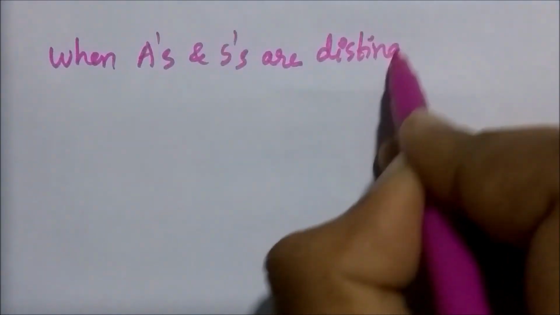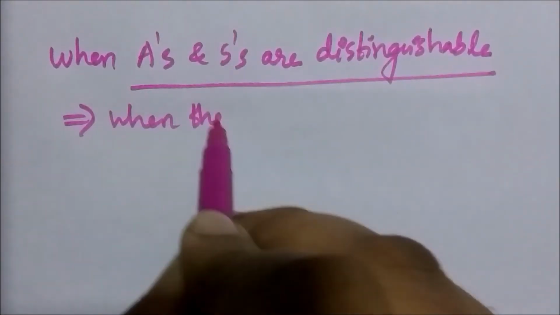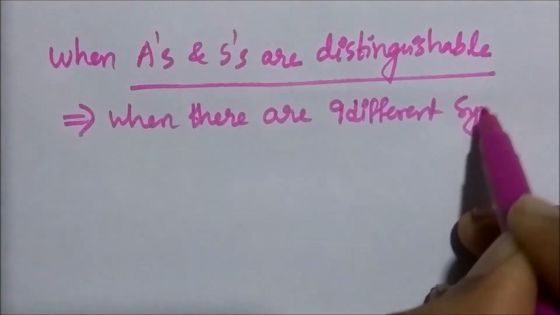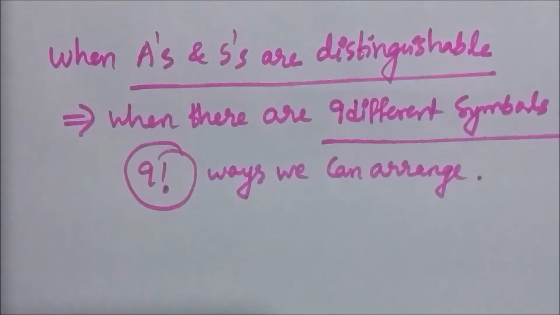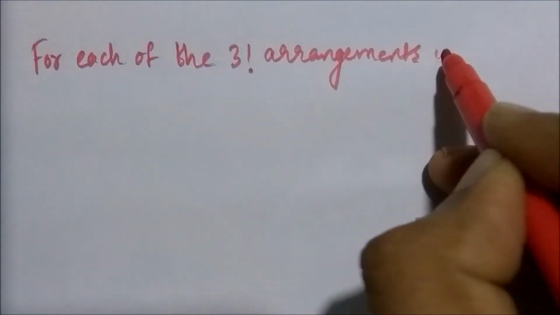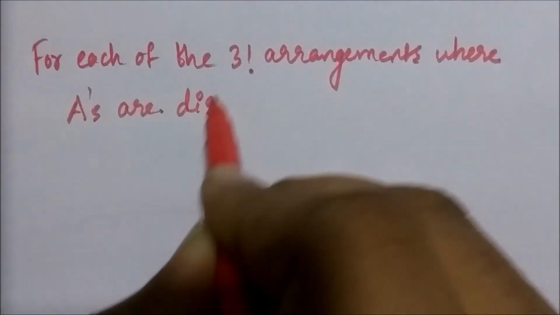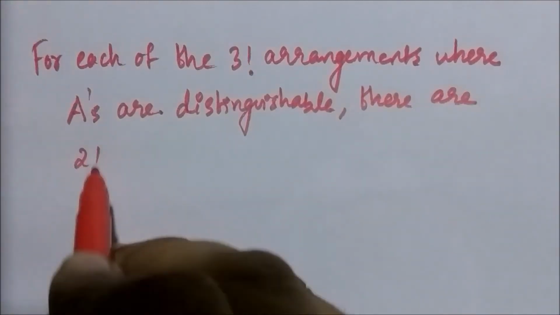Now let's see what happens when A's and S's are both distinguishable. When they are all distinguishable, it means that there are a total of 9 distinct symbols, and we can arrange them in 9 factorial ways. For each of the 3 factorial arrangements where A's are distinguishable, there are 2 factorial ways of arrangements where S's are distinguishable.